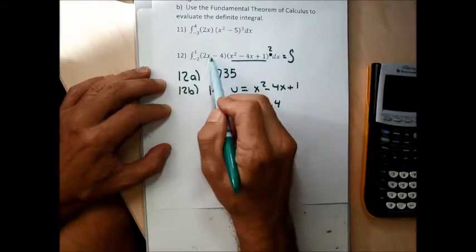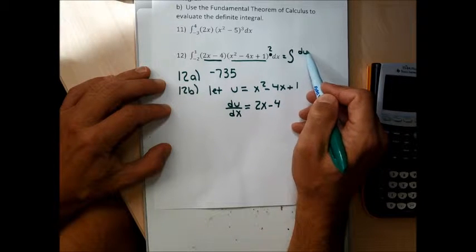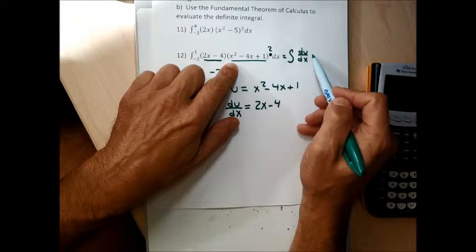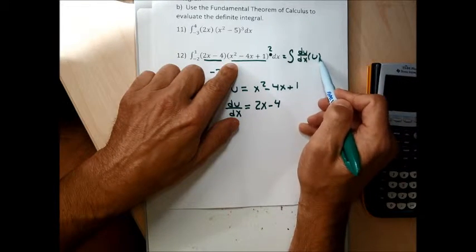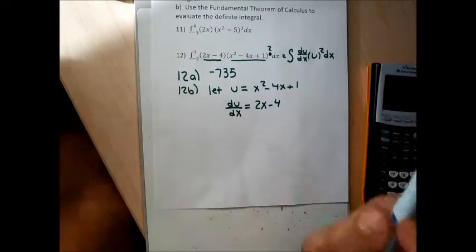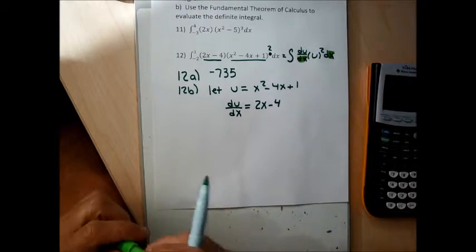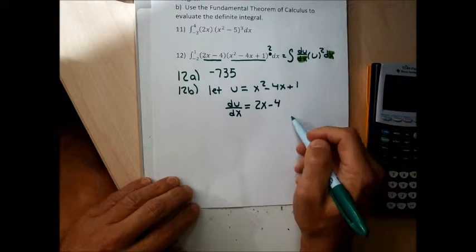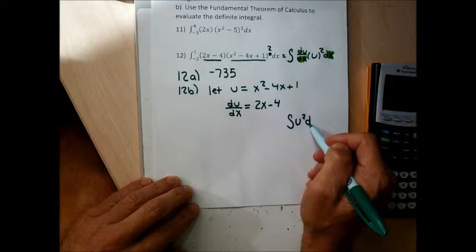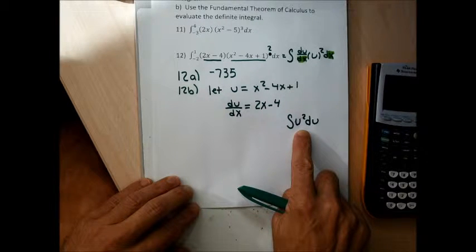So I'm going to do two substitutions here. The 2x minus 4, I'm going to change to a du dx. The inside of the parentheses, I'm going to change to a u. The exponent of 2 I'm going to leave, and the dx I'm going to leave. Just like in all the problems on this video, the dx's will cancel, and I don't really need the parentheses, and I can rewrite this as the integral of u squared du. And simply now I add 1 to the exponent and divide by the new exponent to integrate.